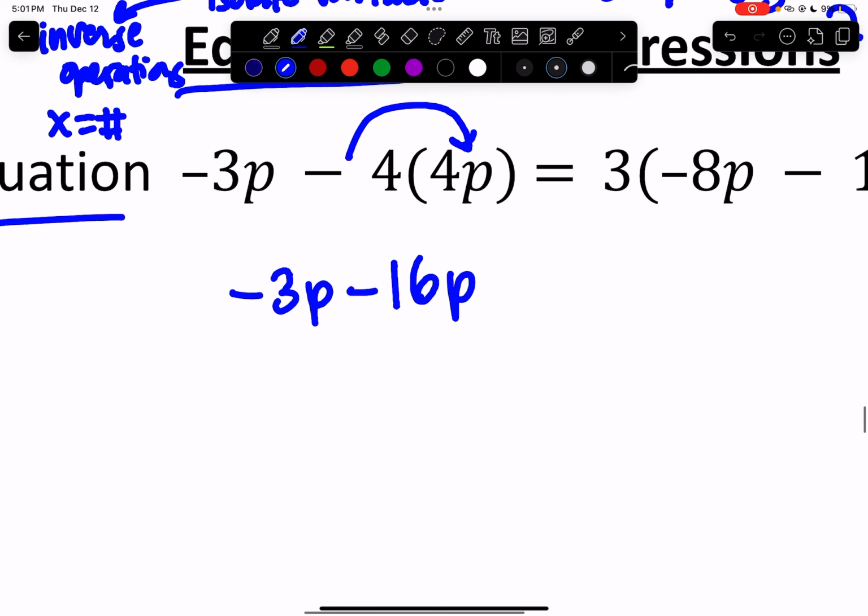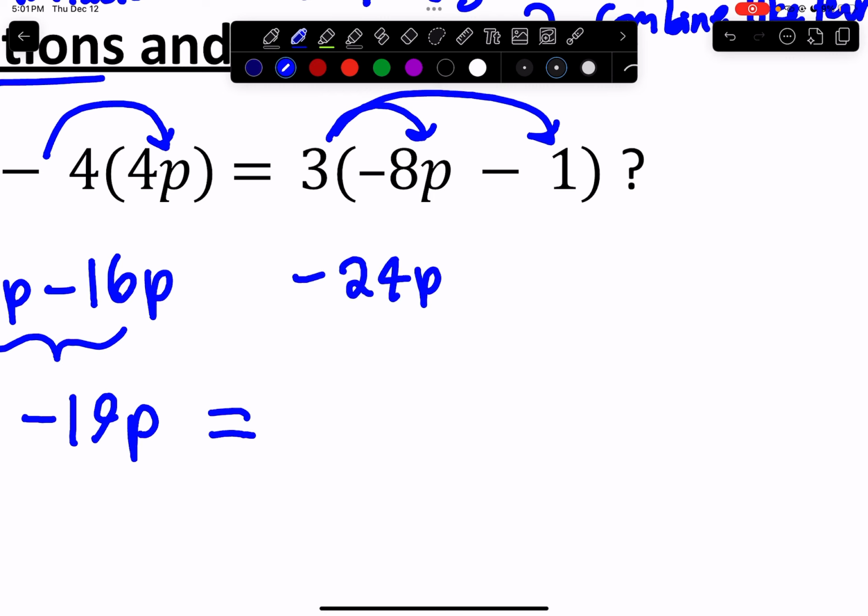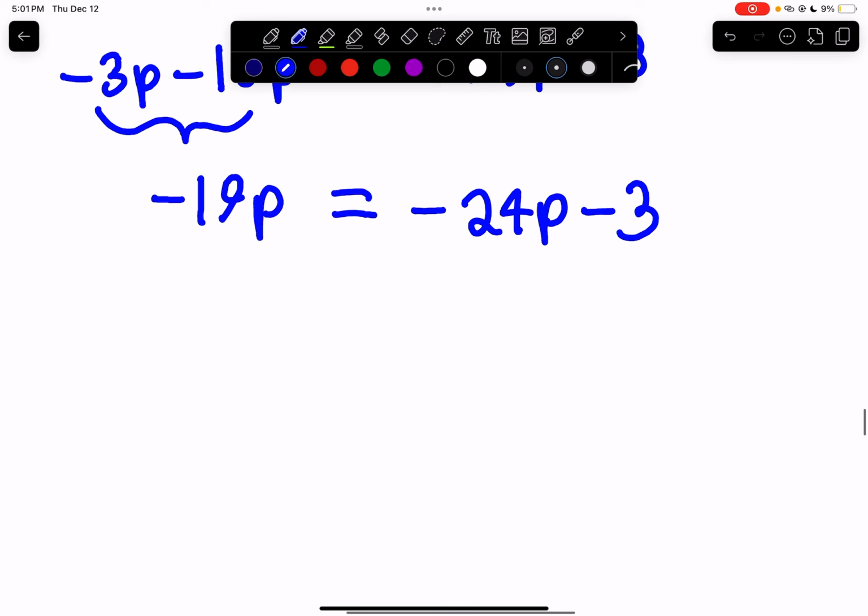Now let's combine like terms. Altogether, I have negative 19p equals, let's do the same thing over here, distribute. So negative 24p, then minus 3. Can't combine like terms there, so that just stays how it is. Now I need to use inverse operations to isolate that p.